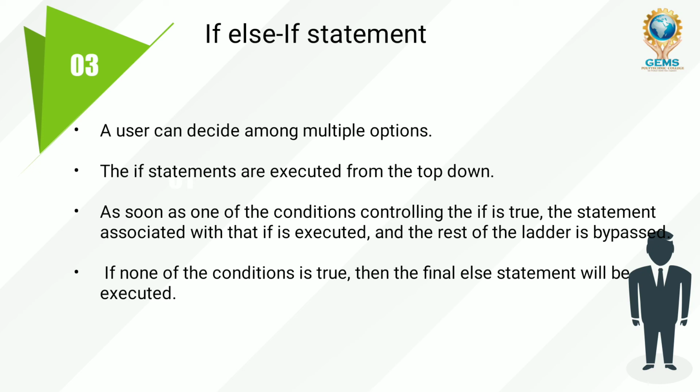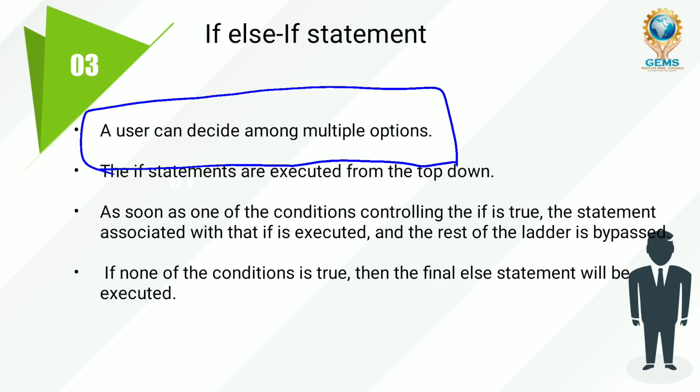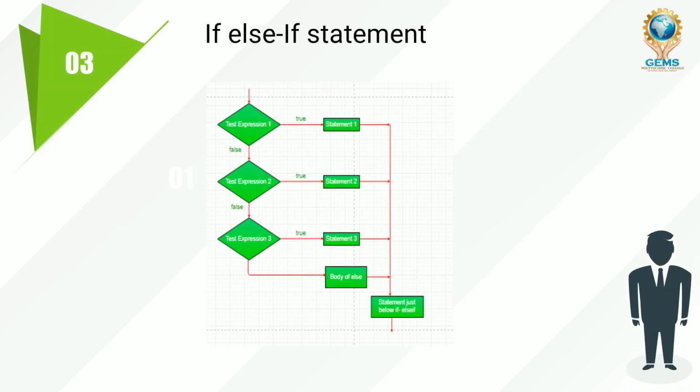Then the if-else if statement. Try to understand here: a user can decide among multiple options. Here we are giving multiple options, not only one or two. With only if we have one option, with if-else we have two options, and with if-else if, among the multiple options, the user can decide. Look here: 1, 2, 3. So many options we can give here.